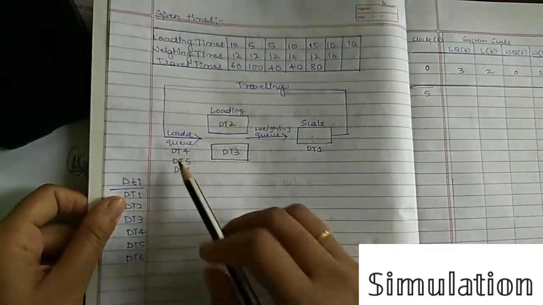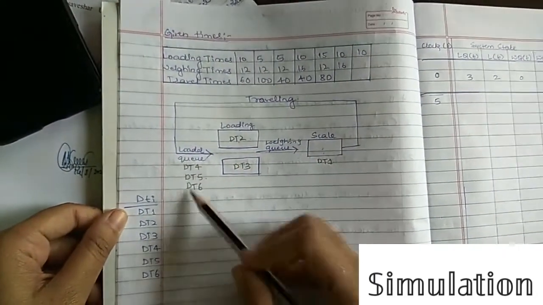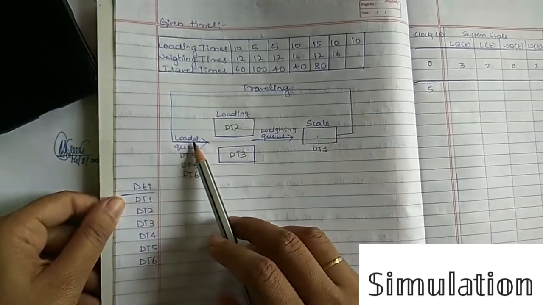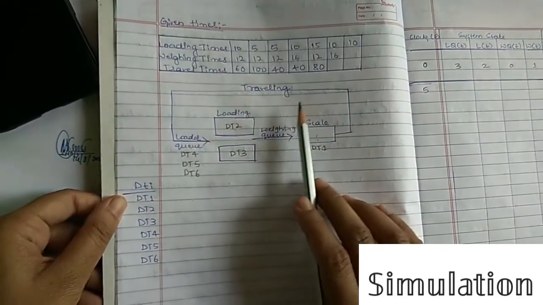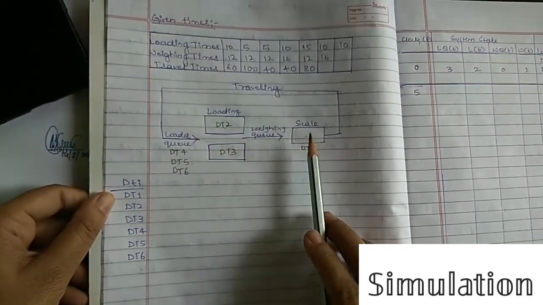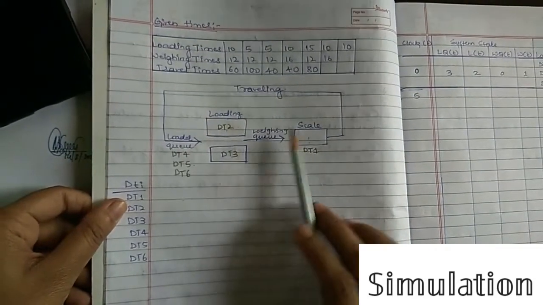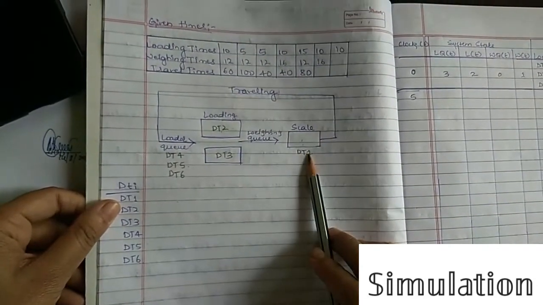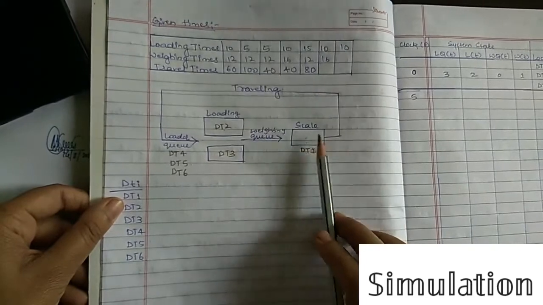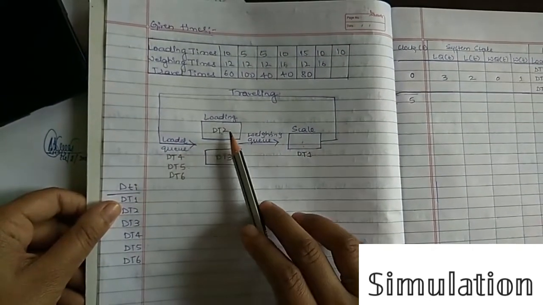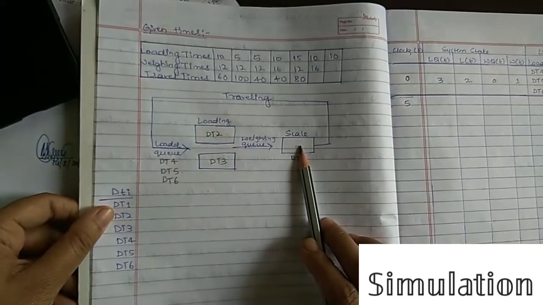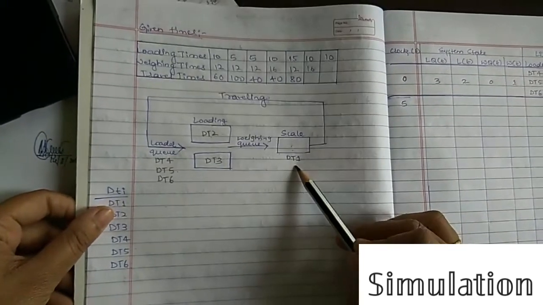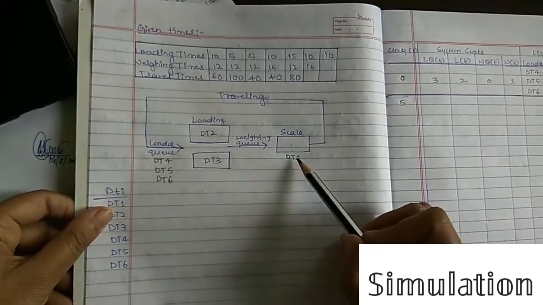Now, once the 6 trucks are there, DT1 will enter. Initially the system is empty. Nobody is present in any module. The loading module is free, and the scale module, meaning the weighing module, is also free. So when DT1 enters, it loads and goes directly to the scale, that is weighing, because there are no queues.